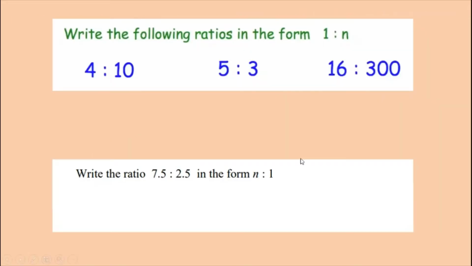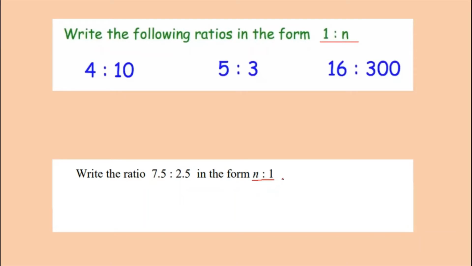Okay, here are our 4 questions. The first one wants you to express all of your answers in the form 1 to n. And in the second question, read it very carefully, it says your answer in n to 1. Pause it now, have a go, and then unpause for the answers.